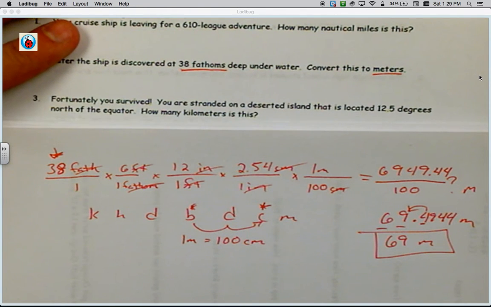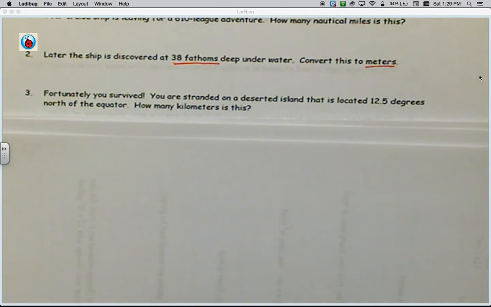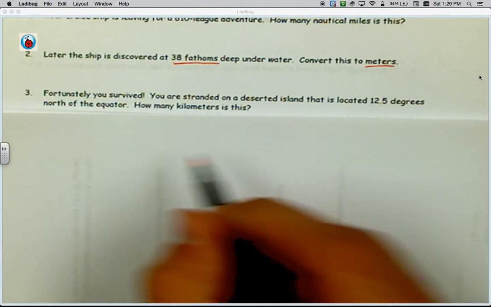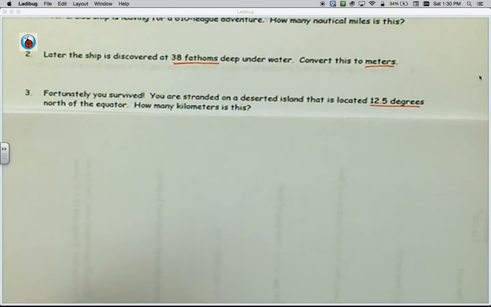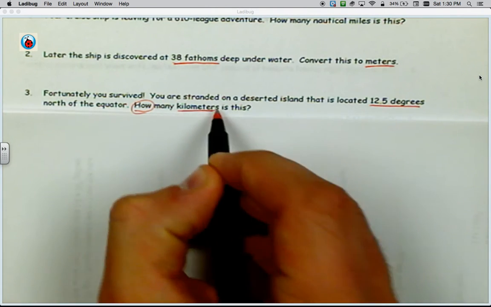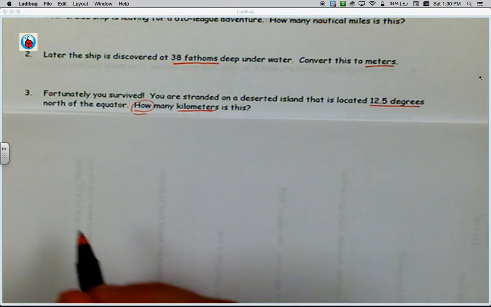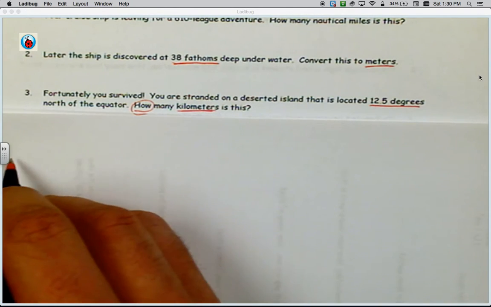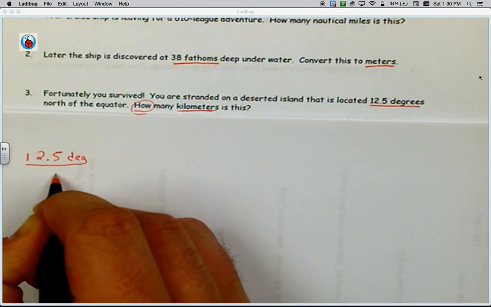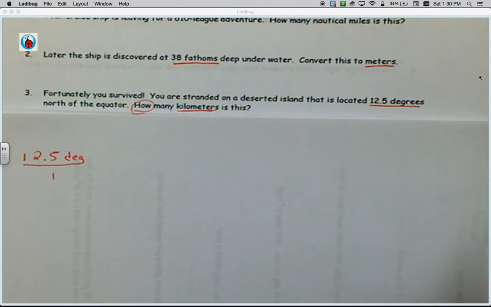We're just going to keep on keeping on. Number 3. Fortunately, you survived, but you are stranded on a desert island that is located 12.5, I see numbers, degrees north of the equator. Here's our question word. How many? Looking for kilometers. So we're starting in degrees. 12.5 degrees. Going to go ahead and put that over 1. And we want to change that all the way to kilometers.